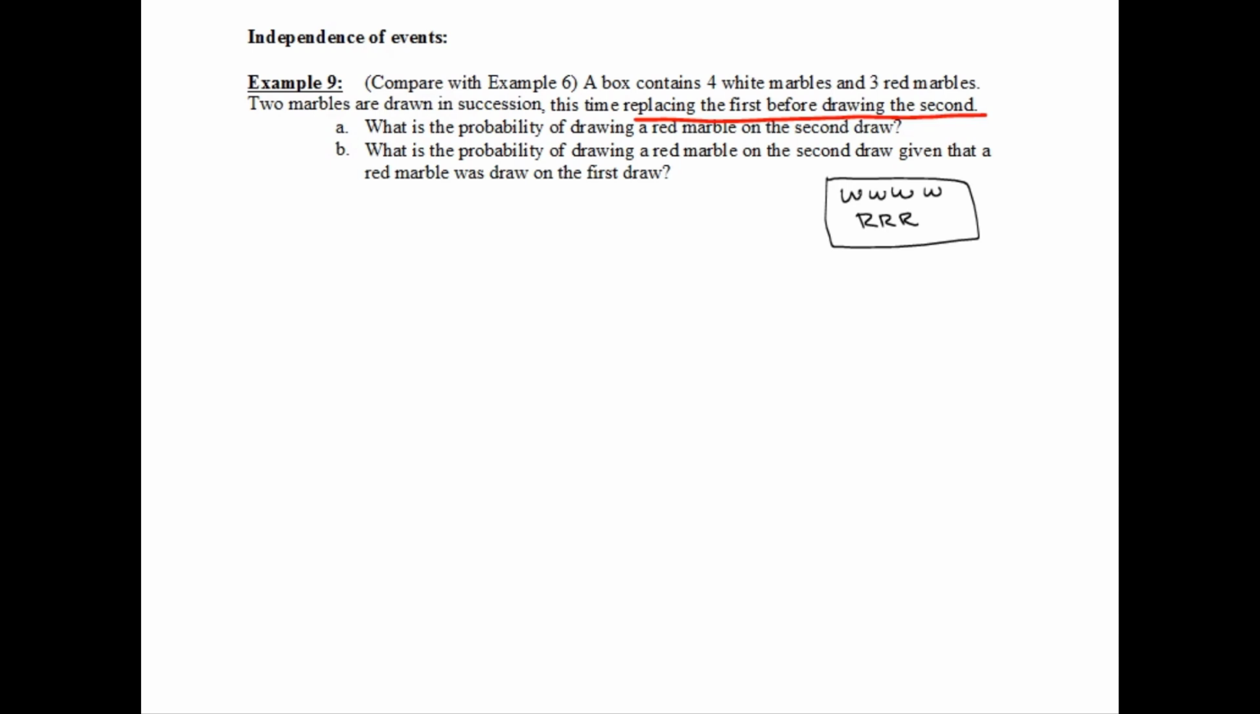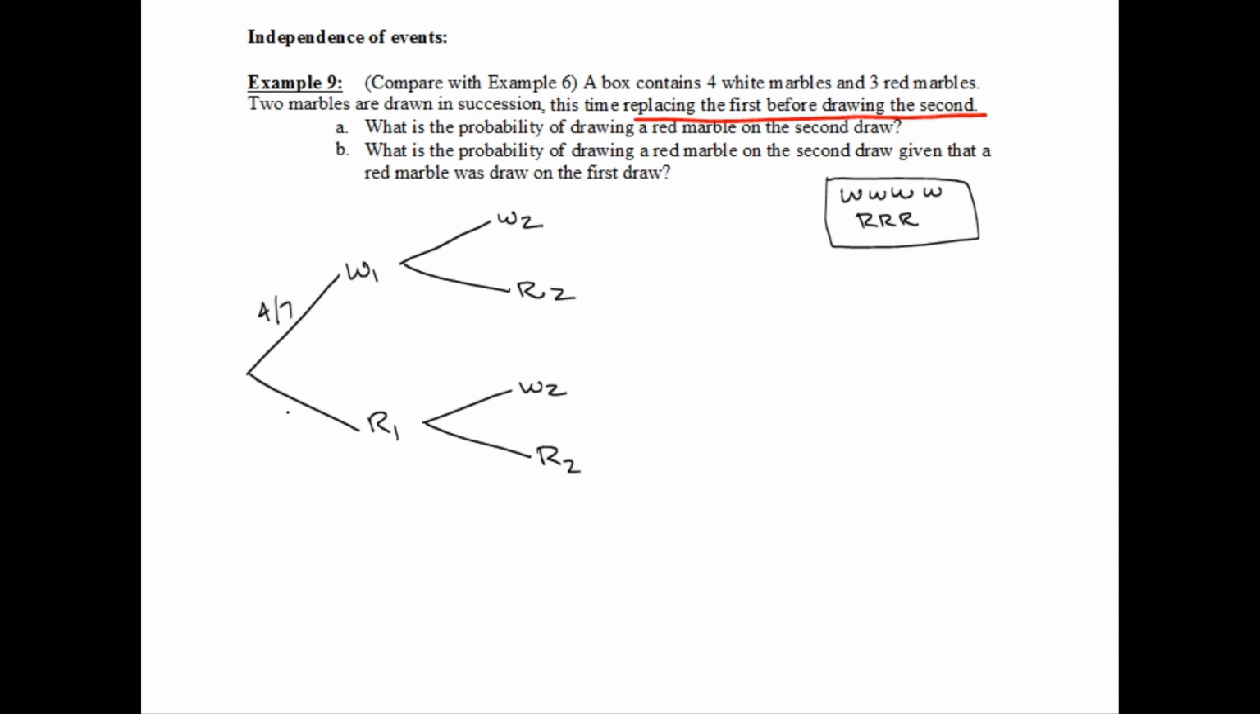Okay, let's draw a tree. So, first draw we can either get white or red. Second draw we can either get white or red, W2 and R2. Okay, so on the very first draw, what's the probability of getting a white marble? There's 7, 4 of them are white, so 4 sevenths, 3 sevenths for getting a red.